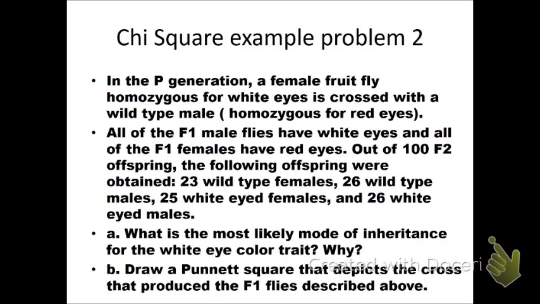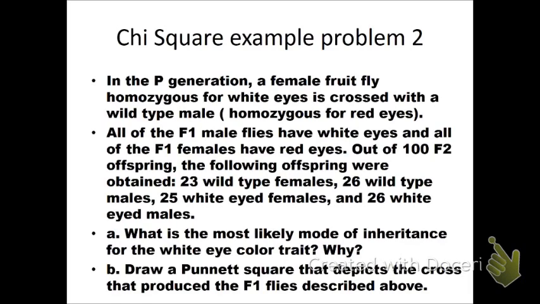So the problem says, in the P generation, a female fruit fly, homozygous for white eyes, is crossed with a wild-type male. Wild-type in this case means red eyes, and this male is homozygous for red eyes. All of the F1 male flies have white eyes, and all of the F1 females have red eyes. So the F1s are the children of the P generation flies. Out of 100 F2 offspring, the following offspring were obtained.